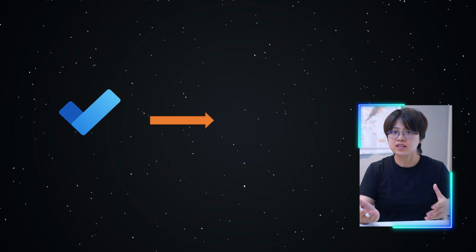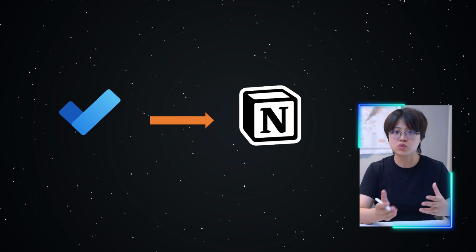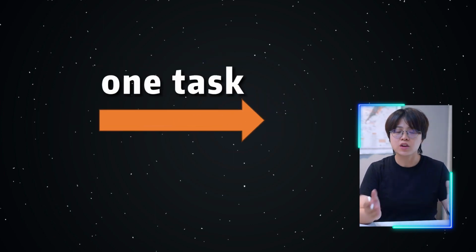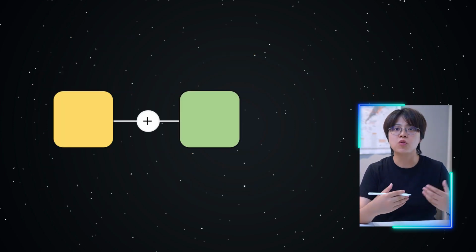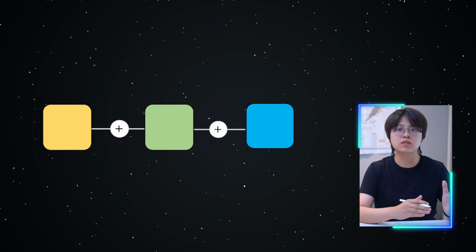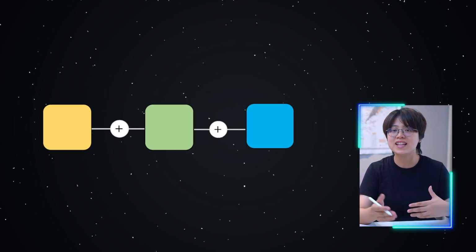For instance, syncing a task from Microsoft To Do to Notion counts as one task. If you have 60 tasks to sync in a month, that will eat up 60 out of your 100 free tasks. The free version lets you perform single-step syncs between 2 apps. If you want to level up, for example, if you want to sync tasks from Microsoft To Do to Notion and then send a Slack notification, you'll need a paid account.